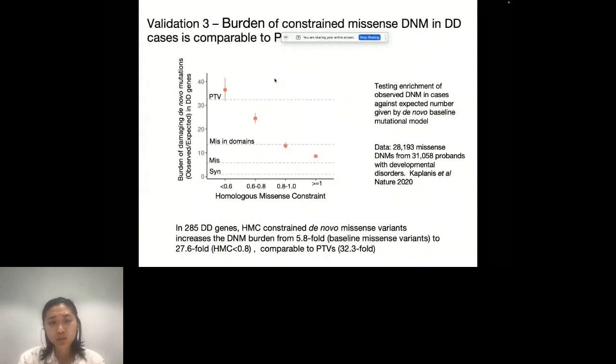Apart from using de novo mutations in healthy individuals as controls, we can also use a baseline de novo mutational model as our controls. So we can validate HMC by only using cases. And we did that by using a larger cohort of developmental disorders with 31,000 patients. And we find that in 285 genes related with developmental disorders, HMC-constrained de novo missense variants have a burden in cases comparable with the protein truncating variant.